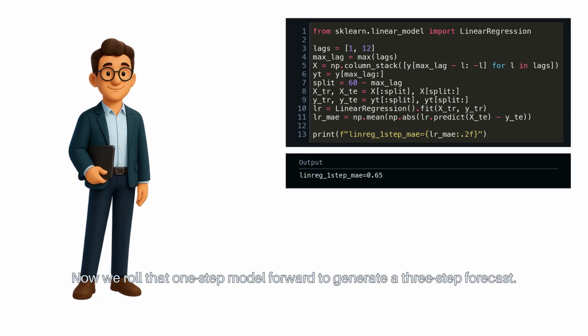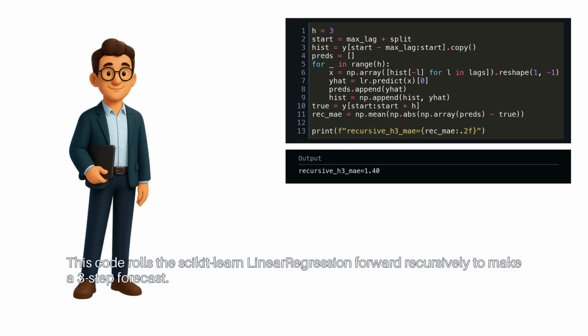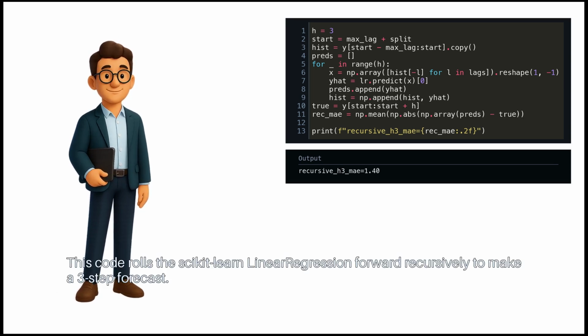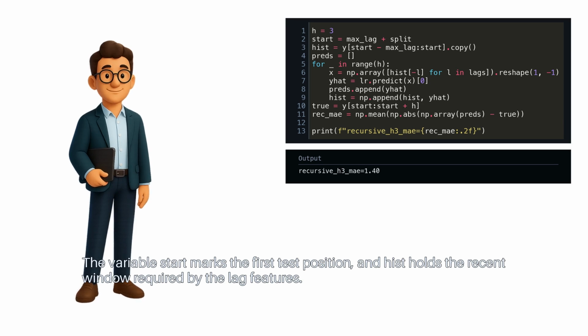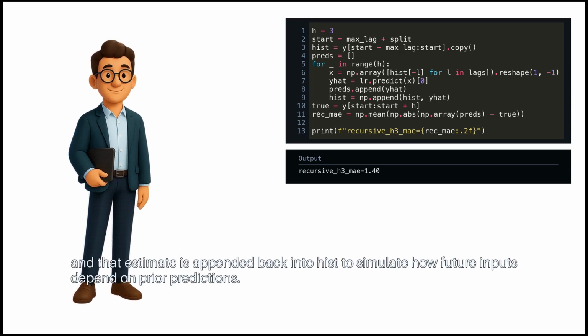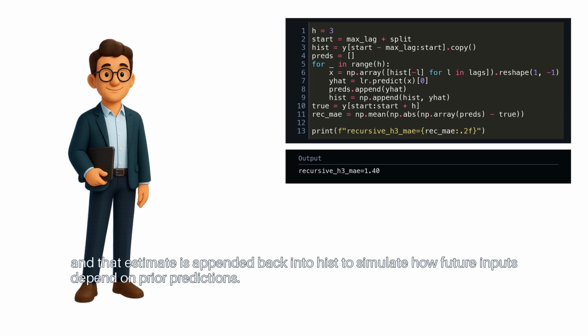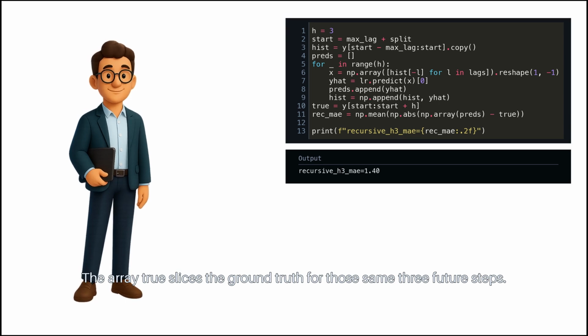Now we roll that one-step model forward to generate a 3-step forecast. This code rolls the scikit-learn linear regression forward recursively to make a 3-step forecast. The variable start marks the first test position, and hist holds the recent window required by the lag features. Inside the loop, X is built from the latest values in hist. lr.predict produces the next estimate, and that estimate is appended back into hist to simulate how future inputs depend on prior predictions. The array true slices the ground truth for those same 3 future steps.